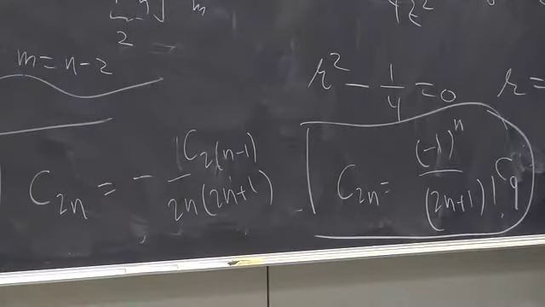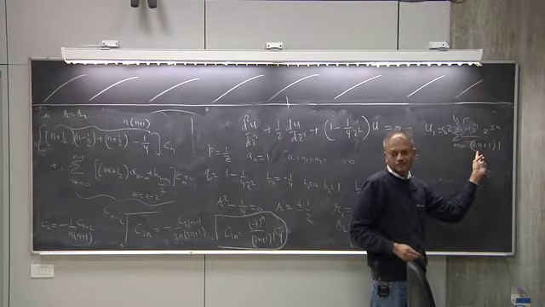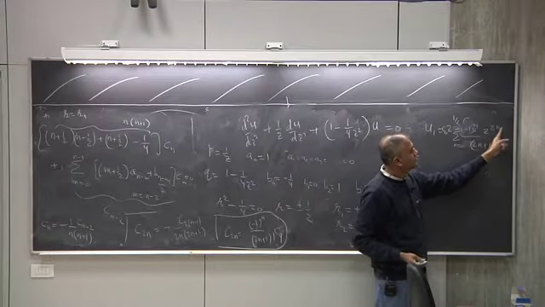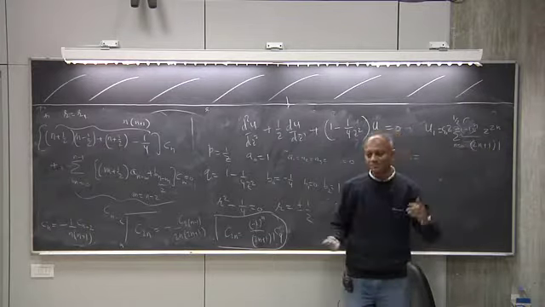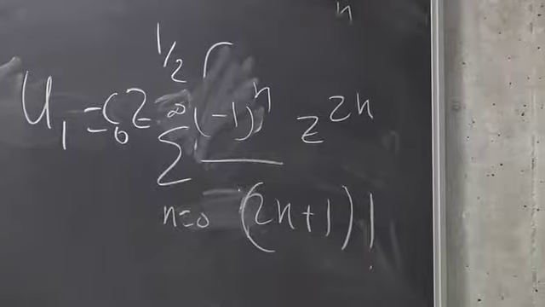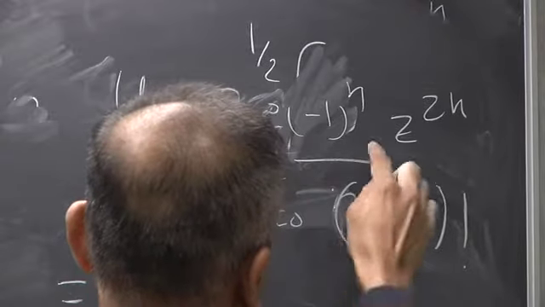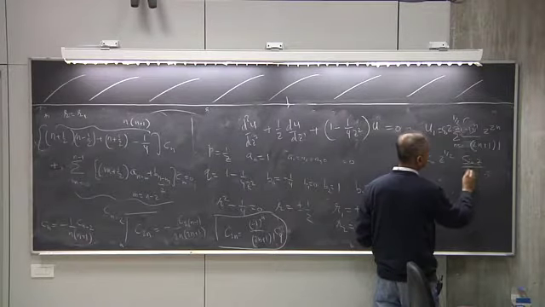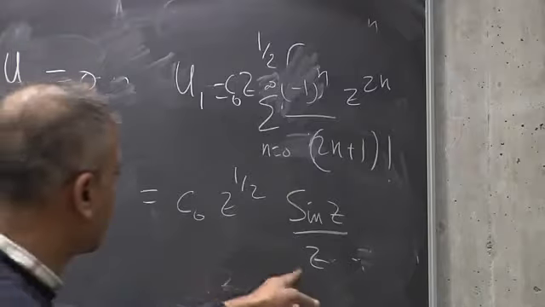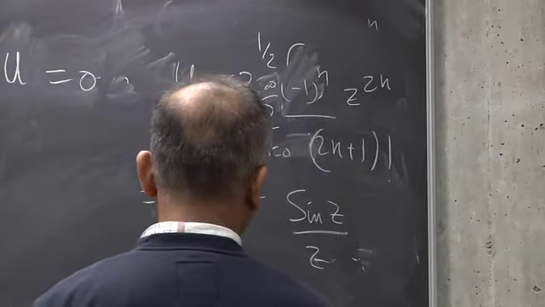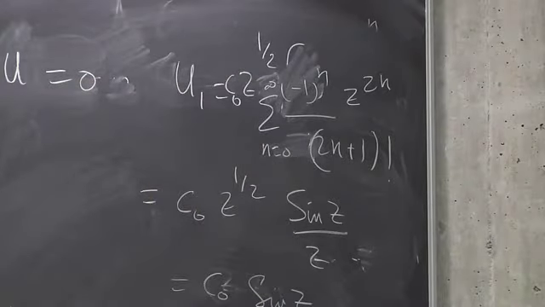But this one, you know what it is. This is simply the expression of this series of the trigonometric function sine, except that if this had to be power 2n plus 1, right? So actually, what this is, is sine z divided by z, because I've taken out one z. So this expression is simply some C0 z to the half, which is outside, and this is sine z divided by z, which you can write as C0 over root z times sine z. That's the first solution, U1.